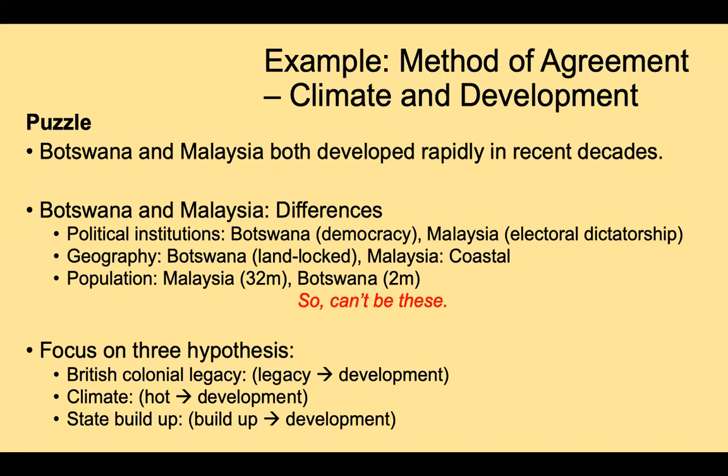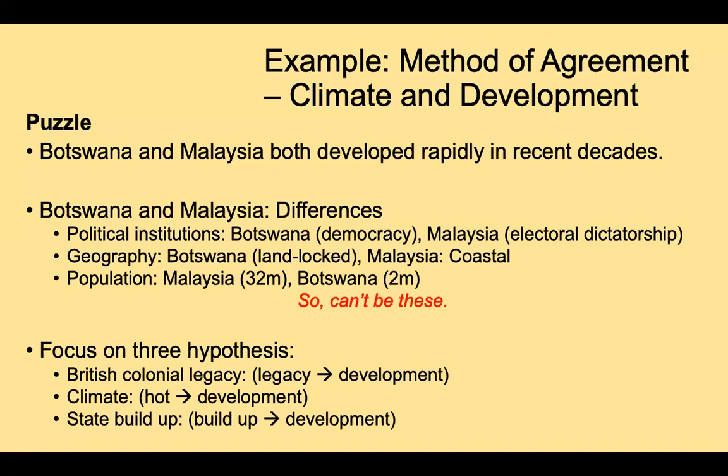So in the first place, Botswana is a democracy and Malaysia is essentially an electoral dictatorship. Now, it's sort of a mixed bag because Botswana has been under one-party rule for some time, but Freedom House scores Botswana as mostly free and Malaysia as less so. And so what we can conclude is that political institutions vary between these two countries. They're not really the same. So we can identify that as a variable that we can rule out.